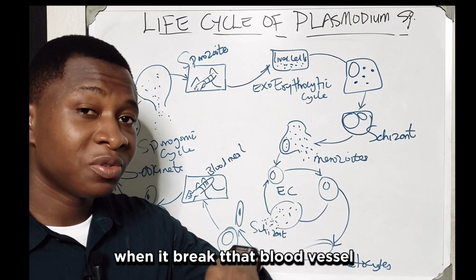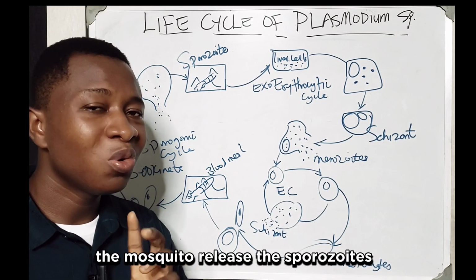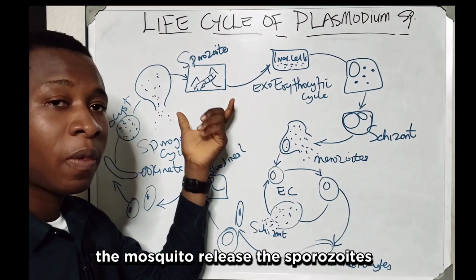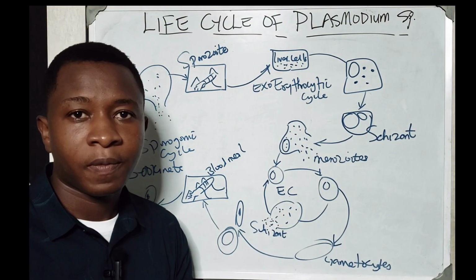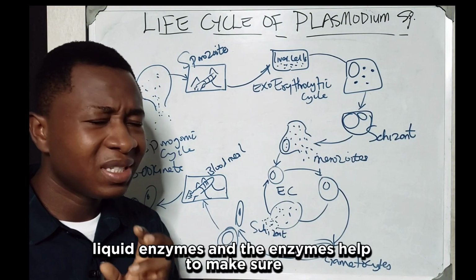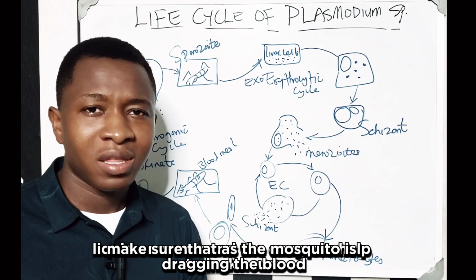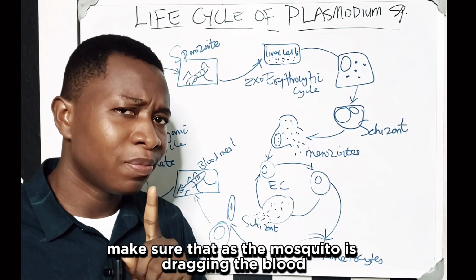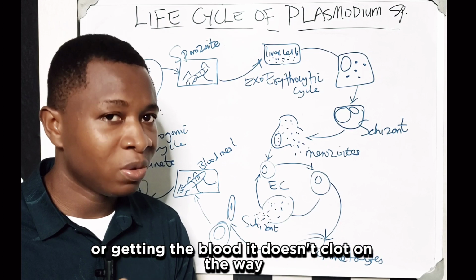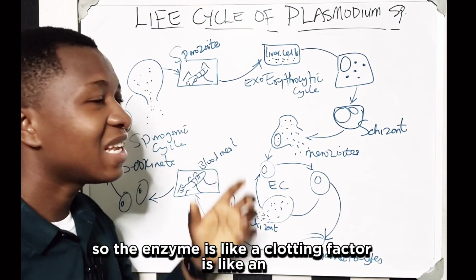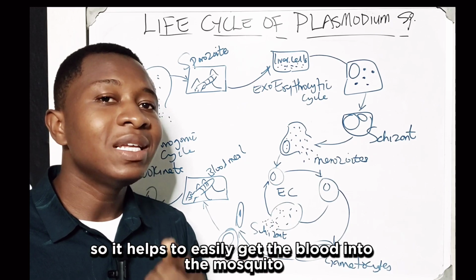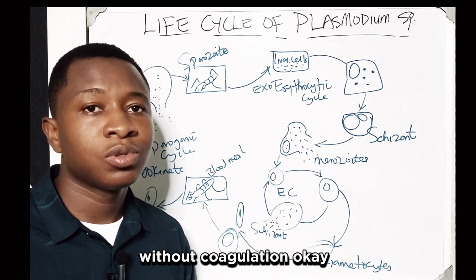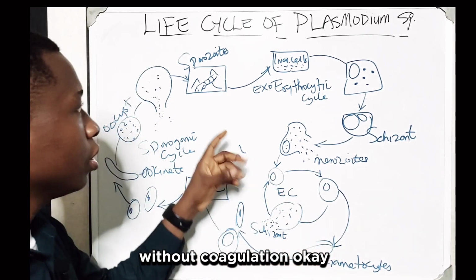When it breaks that blood vessel, the first thing that happens is that the mosquito releases the sporozoite. This sporozoite is accompanied by liquid enzymes, and the enzymes make sure that as the mosquito is drawing the blood, it doesn't clot on the way. So the enzyme is like an anticoagulant. It helps to easily get the blood into the mosquito without coagulation.